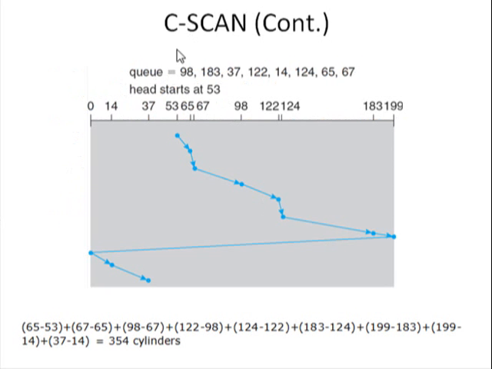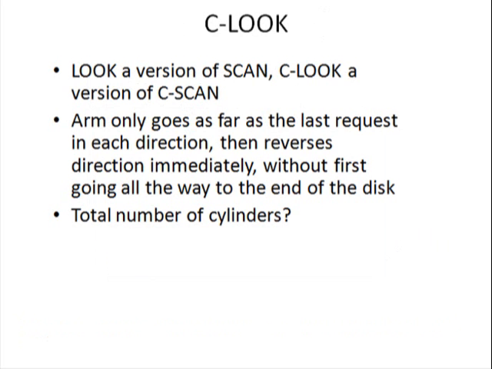Now if you see in the SCAN and C-SCAN algorithms, the arm is moving from one end of the disk to the other end, which is unnecessary and not required because it will increase the seek time. So as an improvement, in the case of the LOOK algorithm, the arm will go only to the last request, and whenever it reverses direction, it will go in the opposite direction, but not to the end of the disk. So it minimizes the seek time compared to SCAN and C-SCAN.